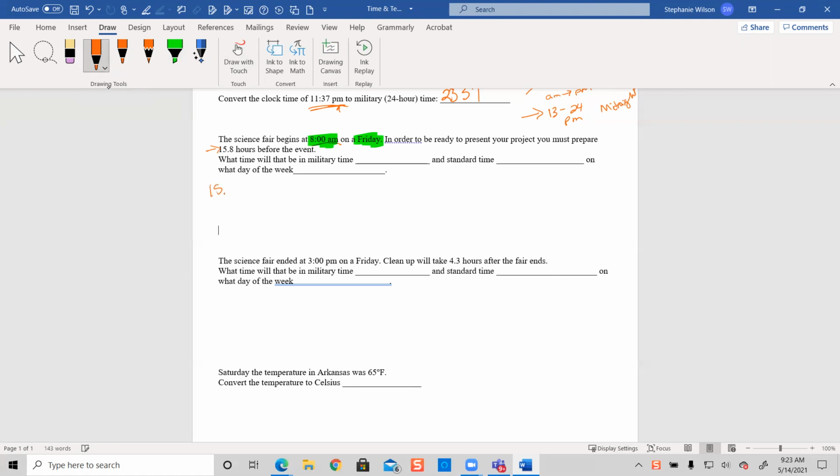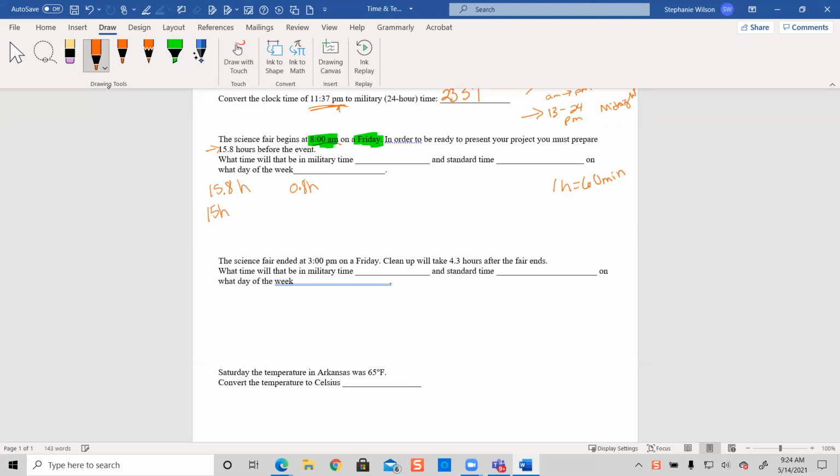15.8 hours. All right, I know the number in front of the decimal is the hours. The number behind the decimal, yes, it is hours, but it's a portion of the hours. It's not a whole hour, like 15 is a whole 15 hours. So we need to convert 0.8 hours into minutes. And what do I know? I know for every 1 hour, that's 60 minutes.